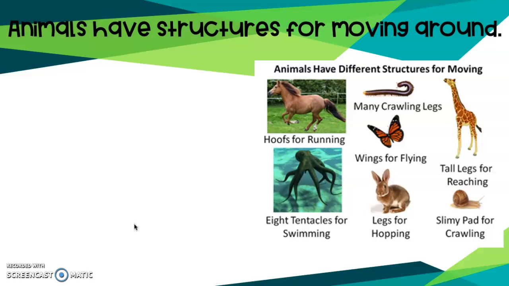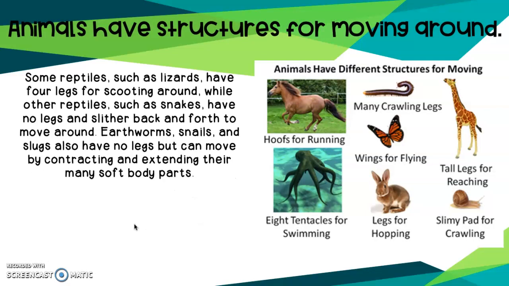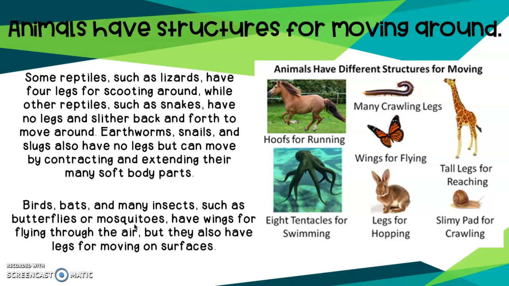Animals have structures for moving around. Some reptiles, such as lizards, have 4 legs for scooting around, while other reptiles, such as snakes, have no legs and slither back and forth to move around. Earthworms, snails, and slugs also have no legs, but can move by contracting and extending their many soft body parts. Birds, bats, and many insects, such as butterflies or mosquitoes, have wings for flying through the air, but they also have legs for moving on surfaces.